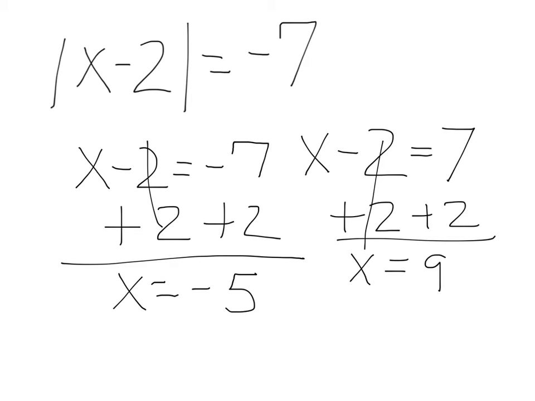When you check your answer, negative 5 minus 2 is negative 7. But the absolute value of negative 7 is 7, so that would be false for the equation. And 9 minus 2 is 7, and the absolute value of 7 is 7. So therefore 7 does not equal negative 7. And your answer is going to be no solution, because under no circumstances is absolute value ever negative.